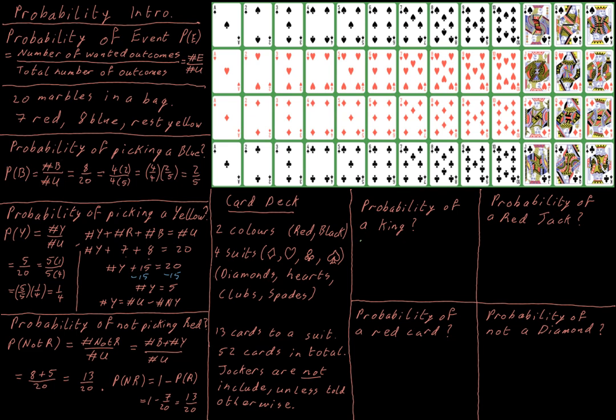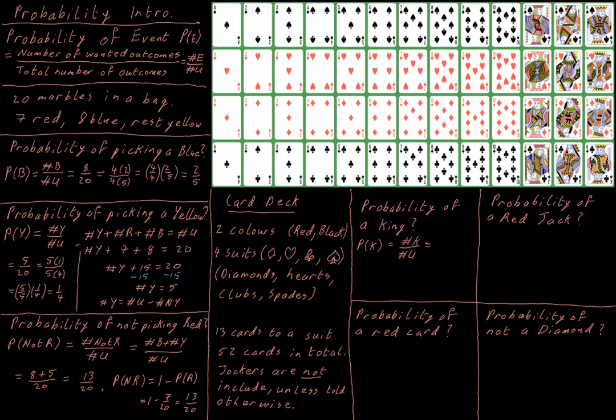Now, what's the probability of getting a king? Well, let's write down our question in our probability language. That would be the probability of getting a king would be the number of ways that we can get a king divided by the total number of cards. So wanted over total. Well, how many king cards are there?